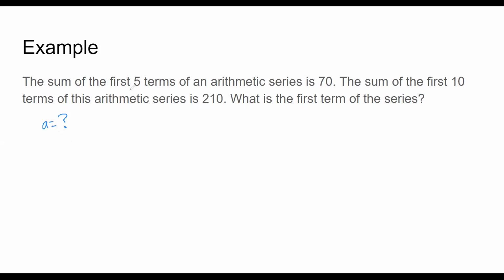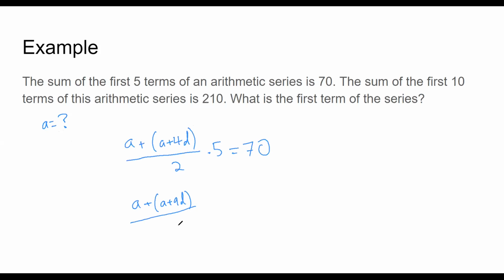So we have the sum of the first 5 terms. So that would be a plus 4d over 2 times 5. It's equal to 70. And the sum of the first 10 terms, so a plus the 10th term, a plus 9d over 2 times 10. It's equal to 210. And what is a? So this time, they're not asking for something special, they're just asking for the first number. So let's just try to approach this analytically.